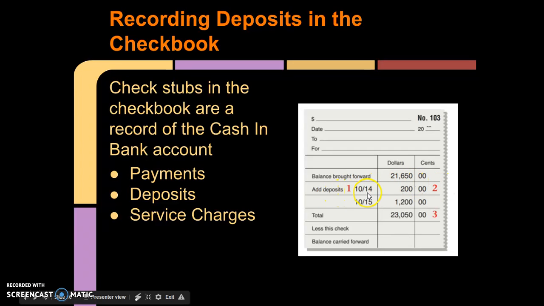We are going to add in any deposits that we might have had over that time frame. In this case, $200 deposit on 10/14, a $1,200 deposit on 10/15. That gives us our new total of $23,050. That is our new balance of cash.